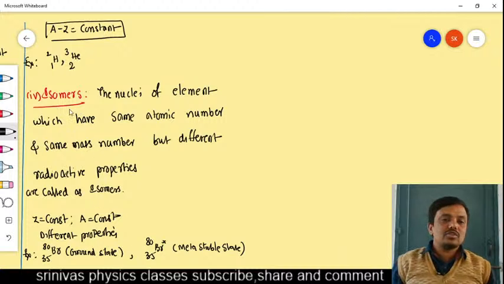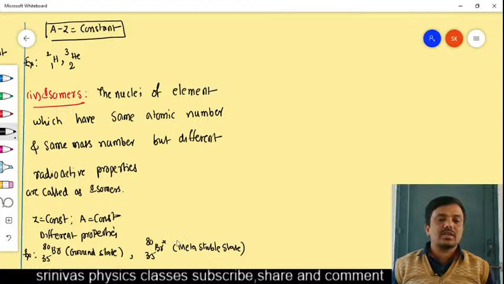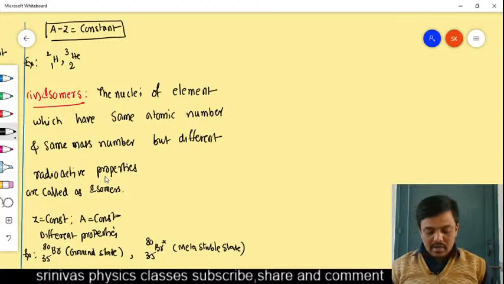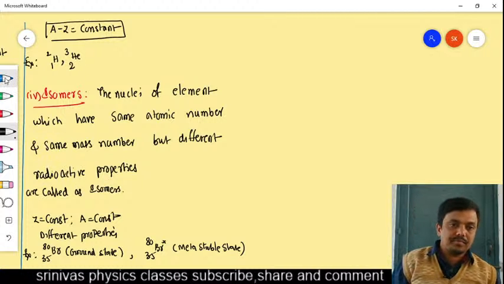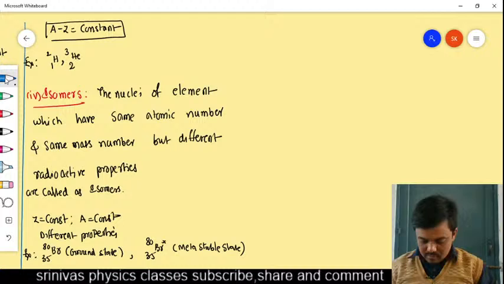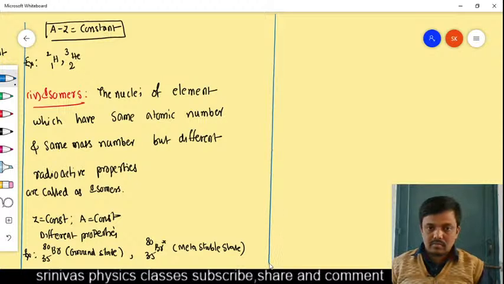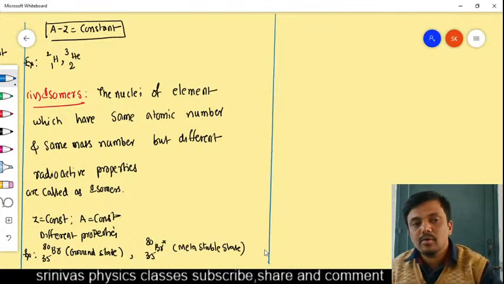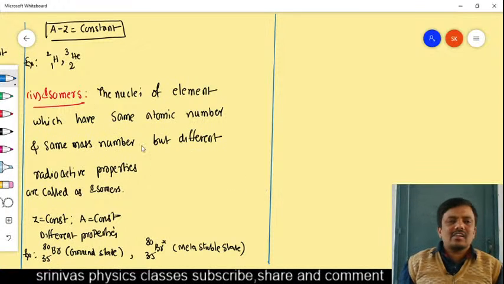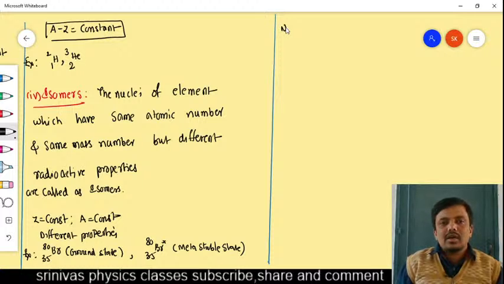And you see here, isomers. Isomers are what? Bromine, bromine. But one is in the ground state and the other one is in the excited state. These are called isomers. Next, I am going to explain once I revise all these things. Easily you can remember all these things. Isotones, I will give a note.